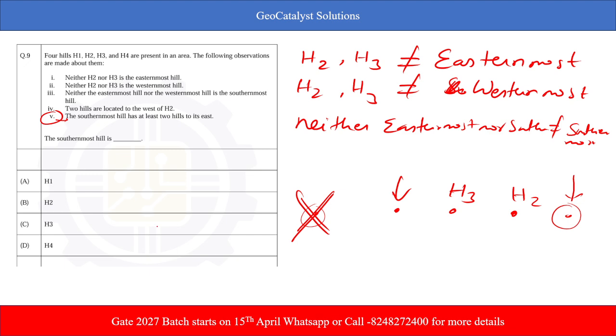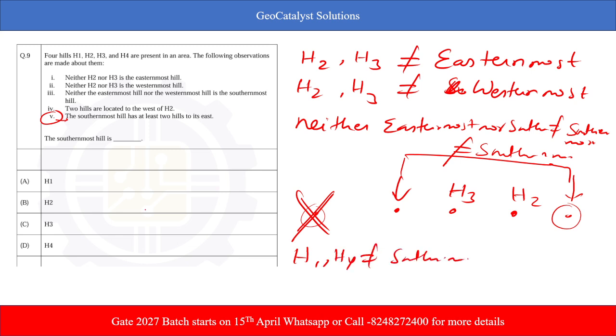Now one more statement we are seeing: neither the easternmost hill nor the westernmost hill is southernmost. So these two are not southernmost. So H1 and H4 are not southernmost. So this option gets cancelled and this option also gets cancelled.